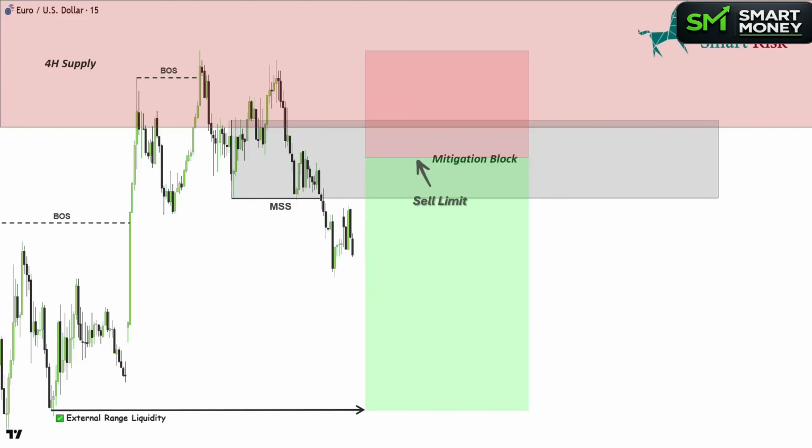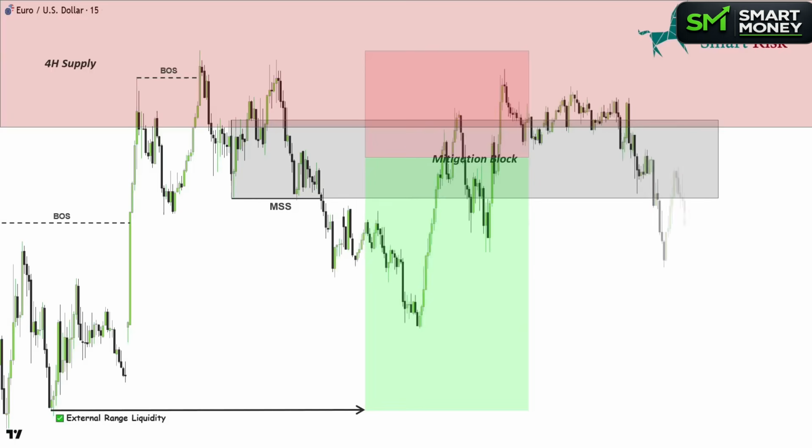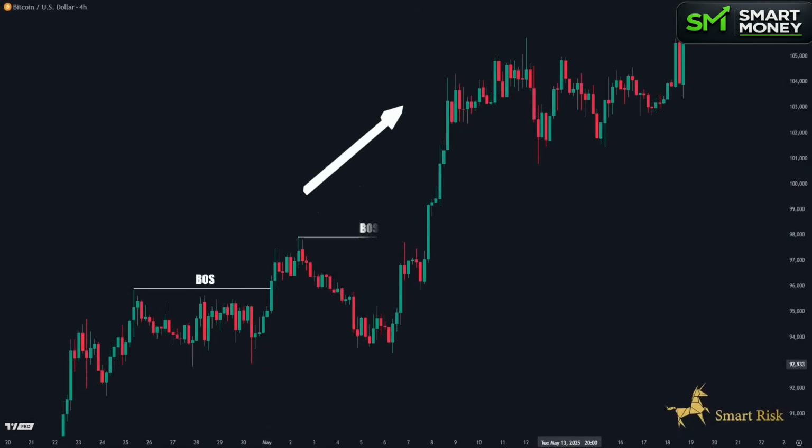Now, let's play the chart and see how the trade works. As you can see, the order was activated. After a brief drawdown, price rejected the mitigation block, moved lower, and eventually reached our take-profit target exactly as anticipated. Now, let's move on to the next real chart example.